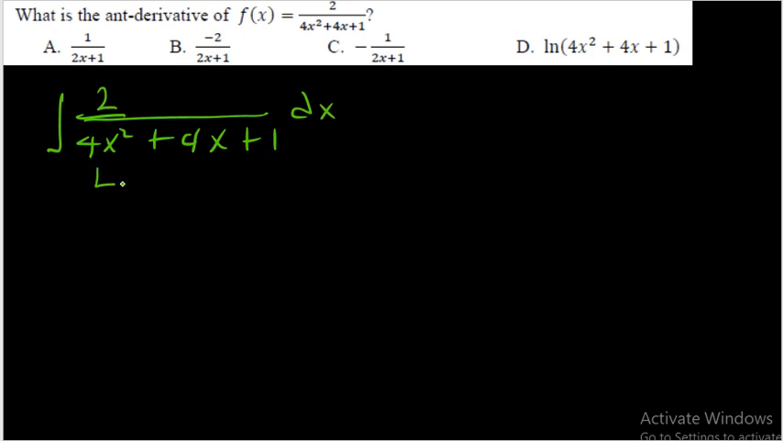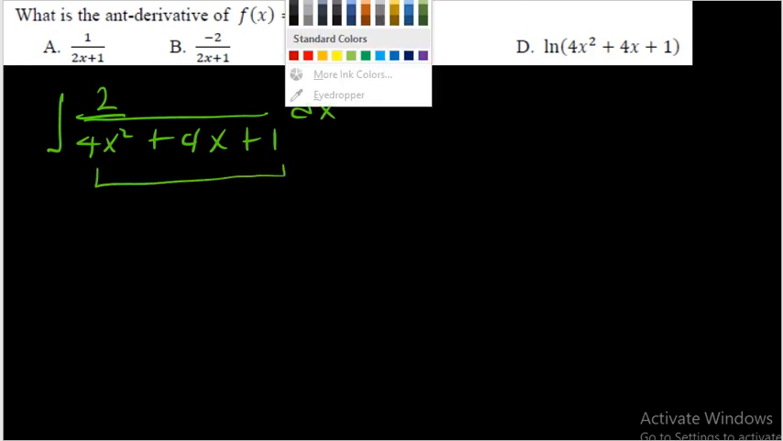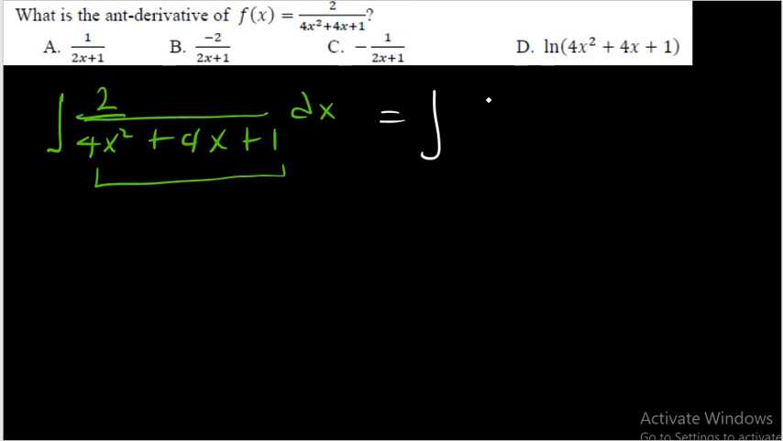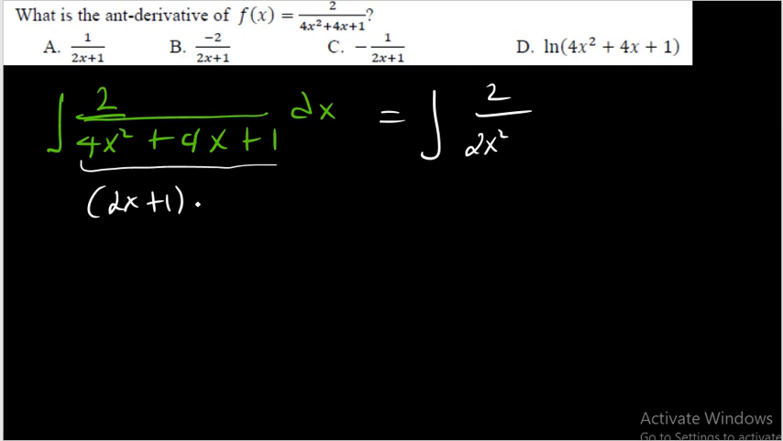The next question, what is antiderivative of the given function? That means the integral. So we'll integrate 2 over 4x squared plus 4x plus 1 dx. That means first I have to factorize the denominator part. When we factorize, it's going to be the integral 2 over 4x squared plus 4x plus 1. Let's finish the factorization part. This will be factorized as 2x plus 1 times 2x plus 1, which is 2x plus 1 squared.